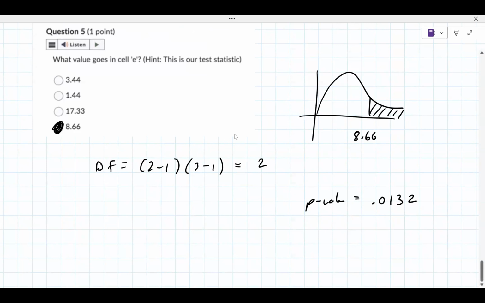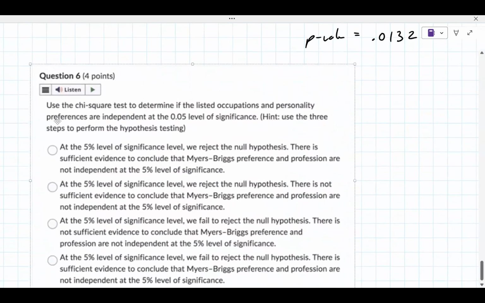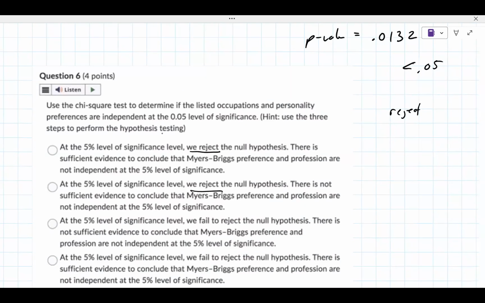0.0132. Okay, now we can answer the question. It says at the 5% level of significance in all of them, so that's 0.05. Yours is less than 0.05, so you're going to reject. So we're looking for the one that says reject. There is evidence to support that they're not independent. So never fail to reject. It's always reject if the p-value is less. It's less. Okay.